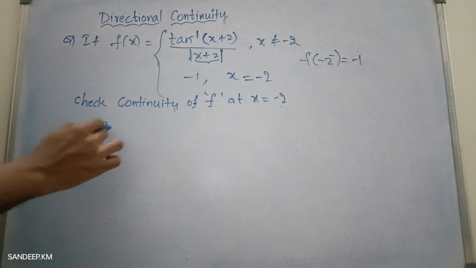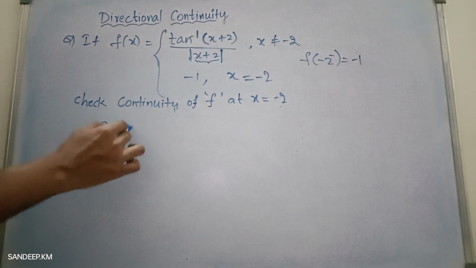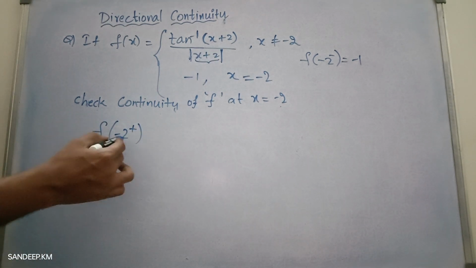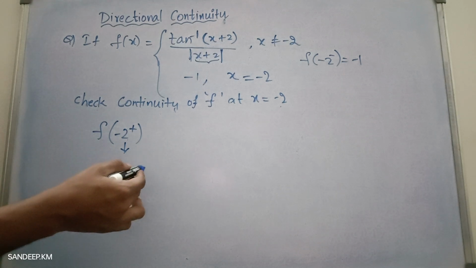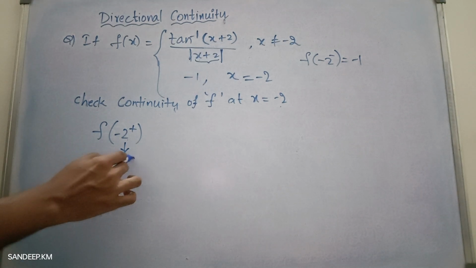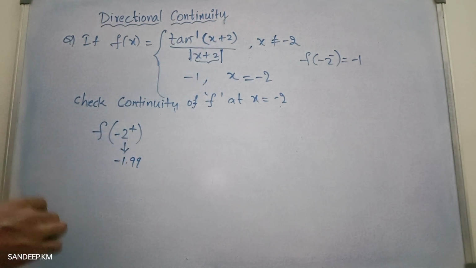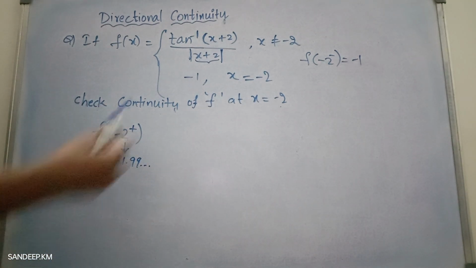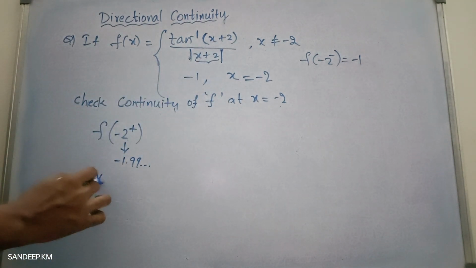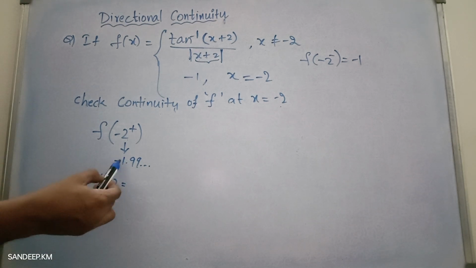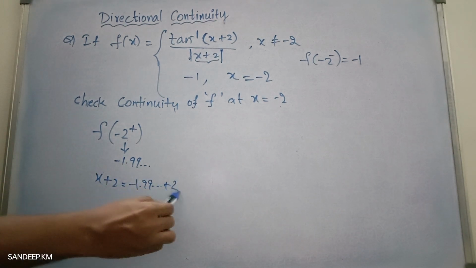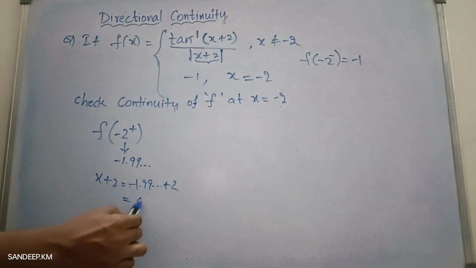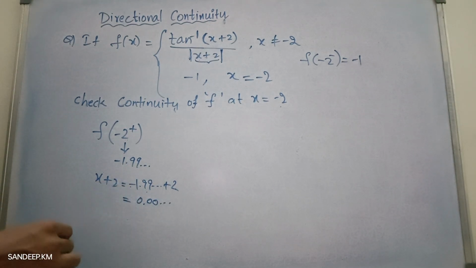So the right hand limit at x is equal to -2 is f of -2 plus. What is the meaning of -2 plus? It is -2 plus 0.000 something, which is -1.999 something. If that is the case, what is the value of x plus 2? x is -1.999 something, plus 2. So 2 minus this number is 0.000 something.